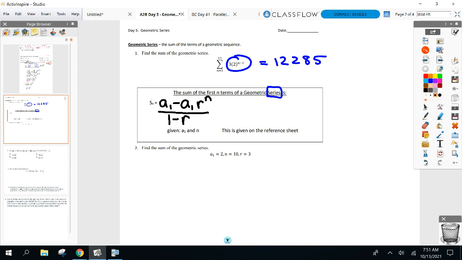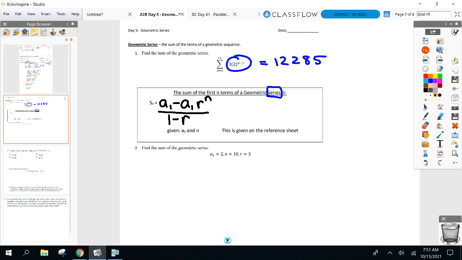Ratio. But R can't equal 1. Correct, that's what it says. But R can't equal 1, right? Because I'd have 3, 3, 3, 3, 3, 3 in my sequence. Is that arithmetic? Is it geometric? I wouldn't give you that.